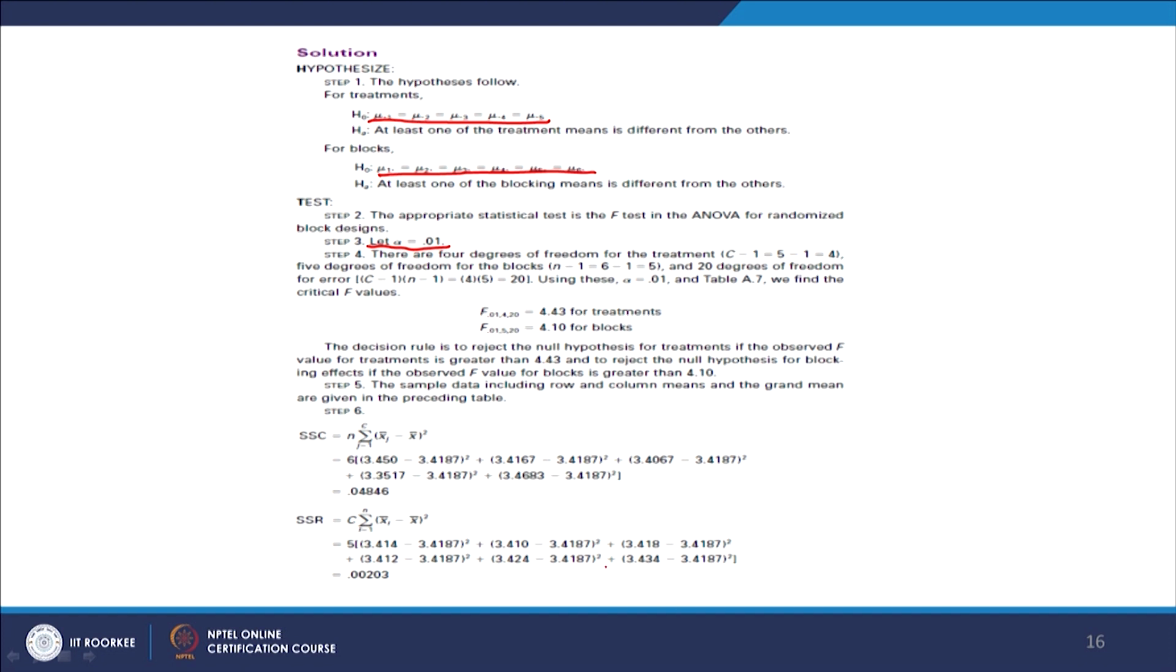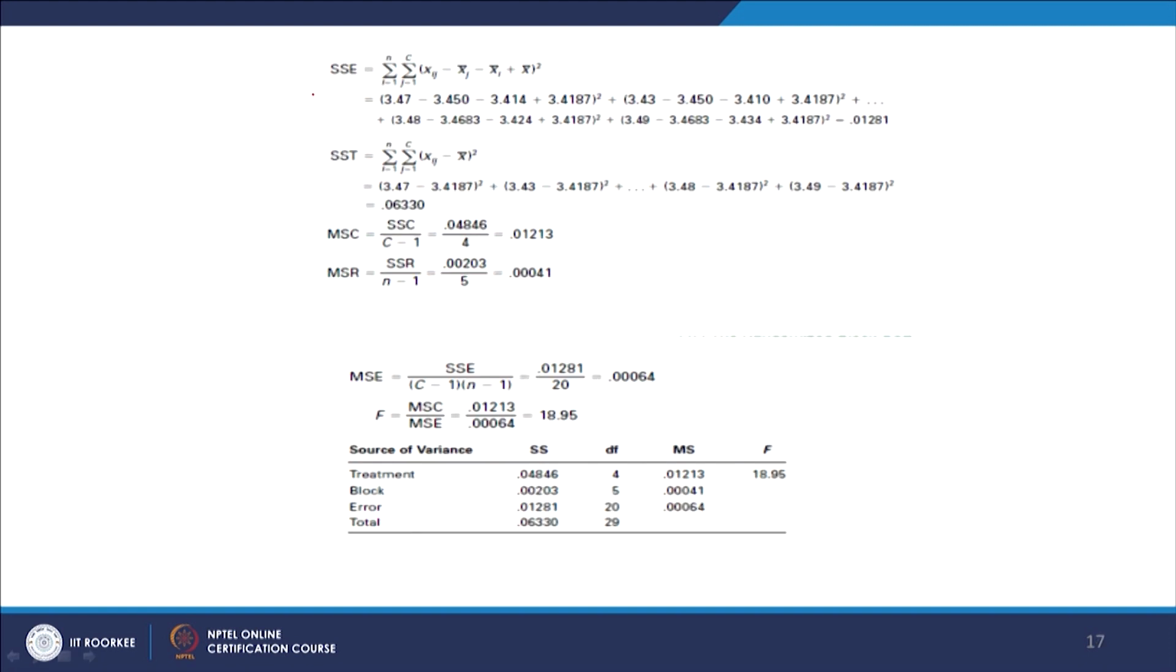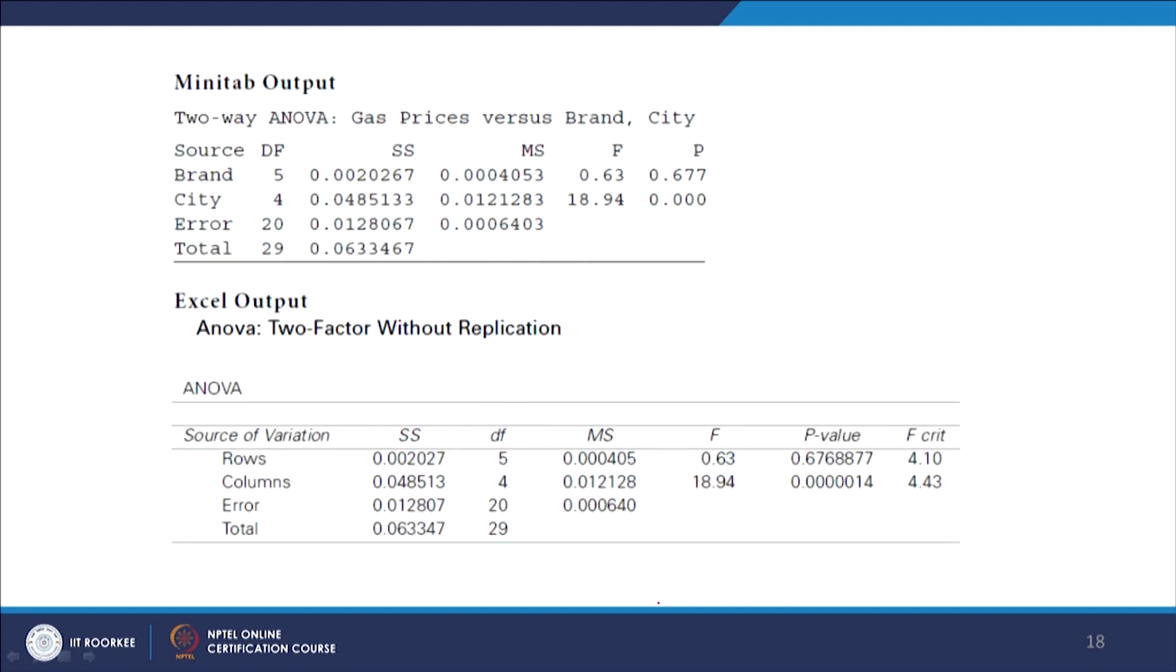So, after calculating the column sum of squares, row sum of squares and the error sum of squares, you can find out the total sum of squares, and this is your f value. You have to compare this f value with the critical value, right. Okay. So, let us find out the answer to this question, and this is our Minitab output.